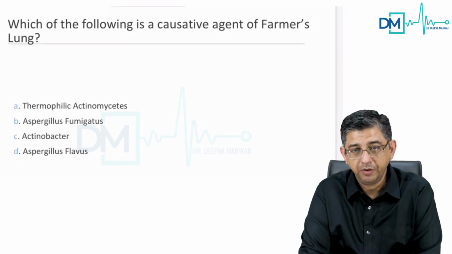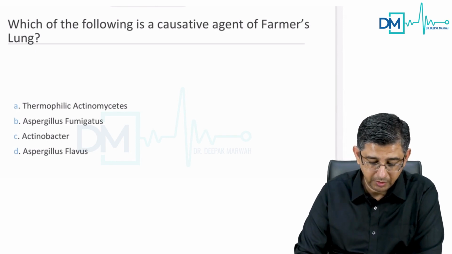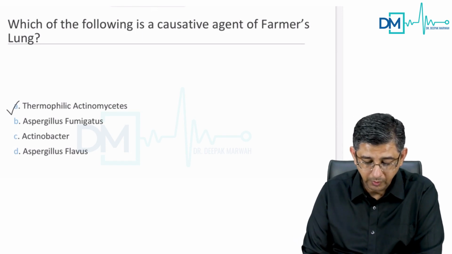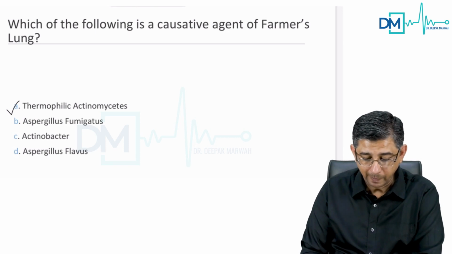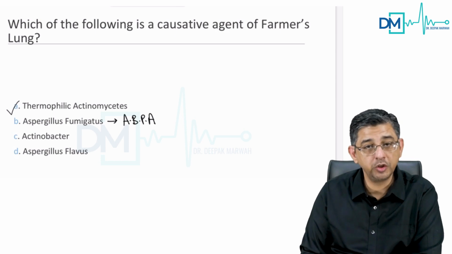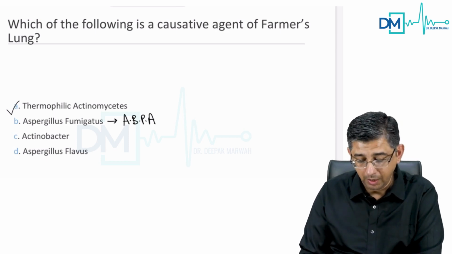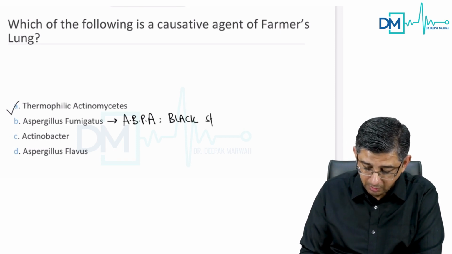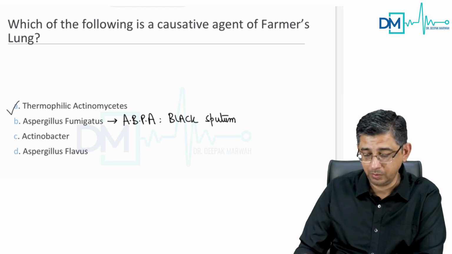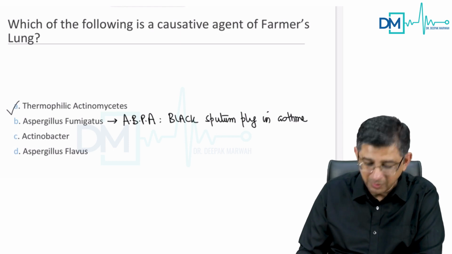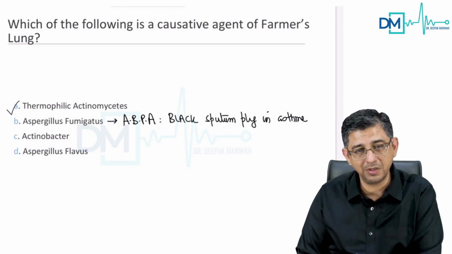The question says, which of the following is a causative agent of farmer's lung? Well, the correct answer to this, guys, is option A itself, that is thermophilic actinomycetes. When I spoke to a lot of students, they got confused between actinomycetes and aspergillus. Well, Aspergillus fumigatus is responsible for a condition called allergic bronchopulmonary aspergillosis, and this would be presence of black sputum plugs in an asthmatic patient. Now that's gonna look very gross, no? Black sputum plugs in an asthmatic patient. So there is no reason to be confused if you read well for this particular question.